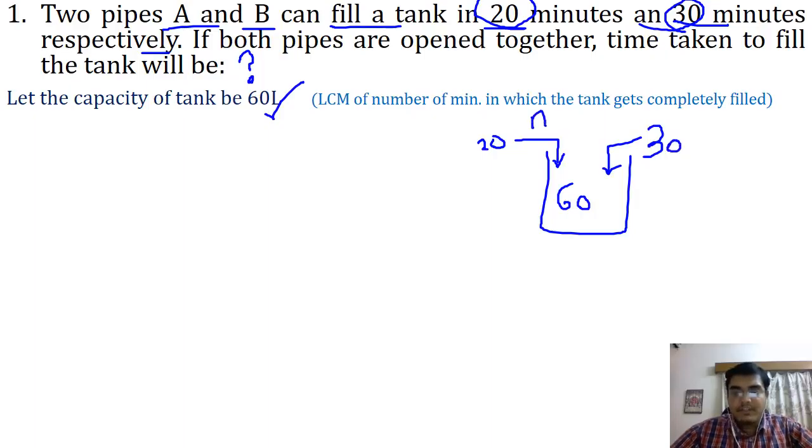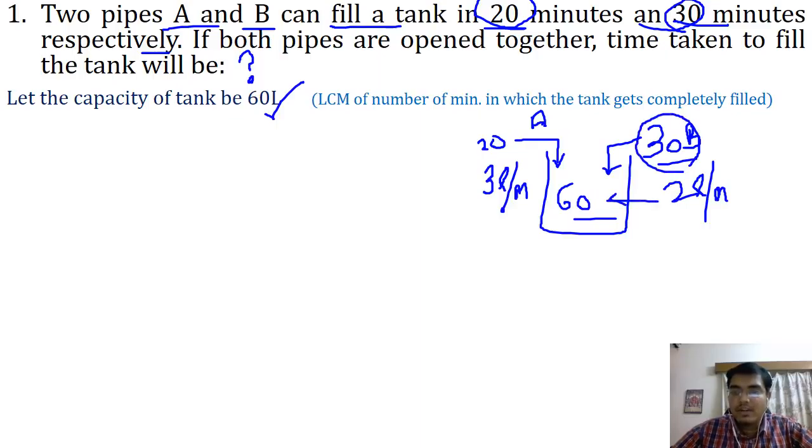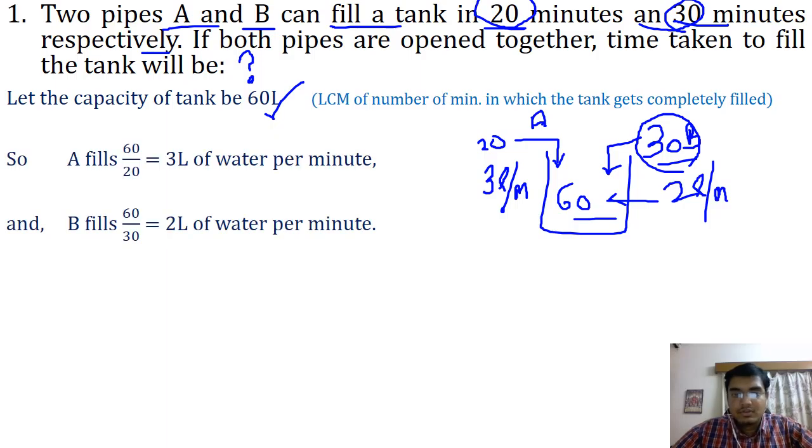So if this pipe, which is pipe A, can fill it in 20 minutes, I can say that this pipe fills 3 liters per minute, right? We can say this. Similarly, pipe B fills 2 liters per minute, because if it fills 60 liters in 30 minutes, per minute it will be filling 2 liters of water. So A fills 60 by 20, that is 3 liters of water per minute. Similarly, B fills 60 by 30, that is 2 liters of water per minute.